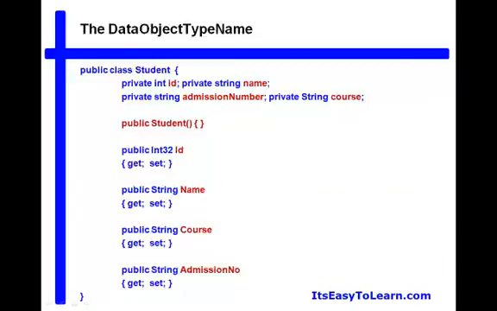In our examples, the student class is the data object type name. It has ID, name, admission number, and course as private attributes, and ID with a capital I, name with a capital N, course with a capital C, and admission number with a capital A are the public properties.